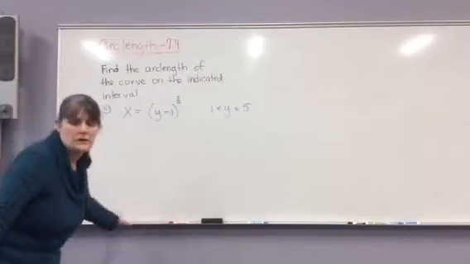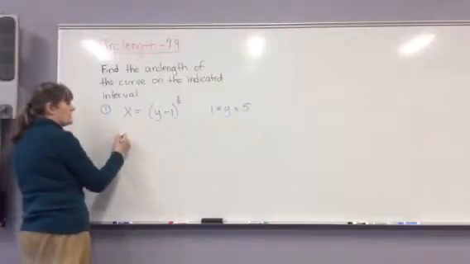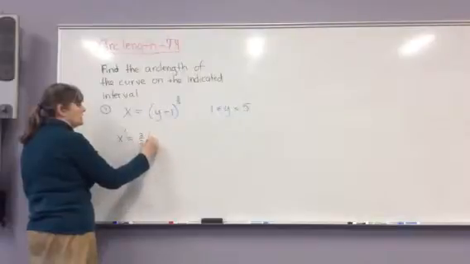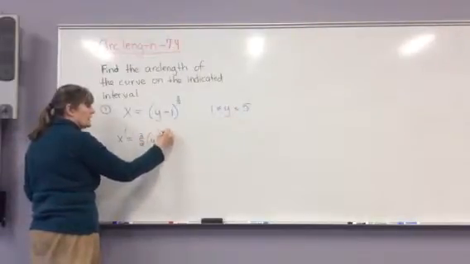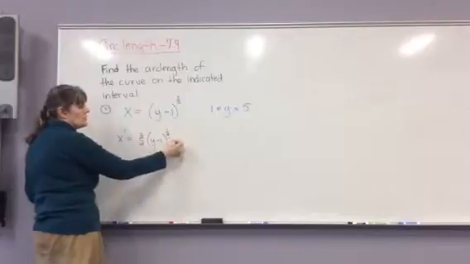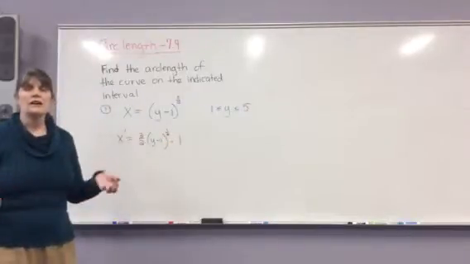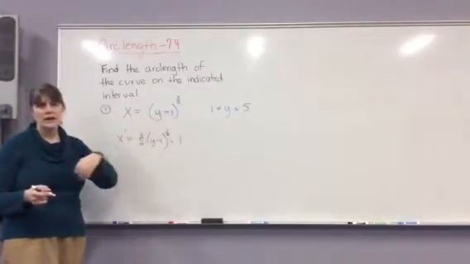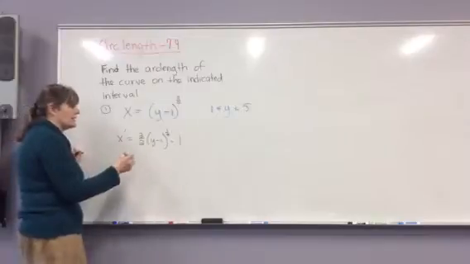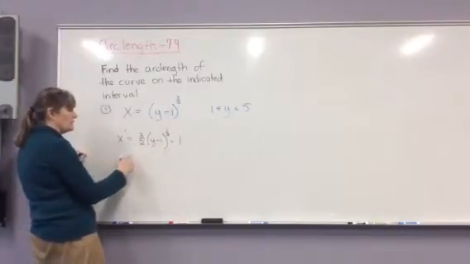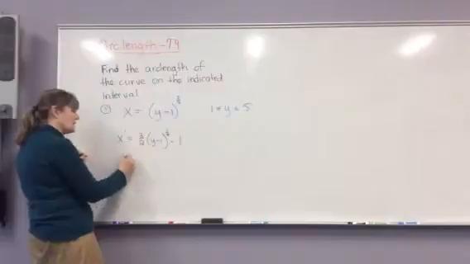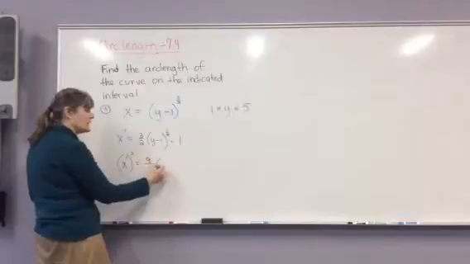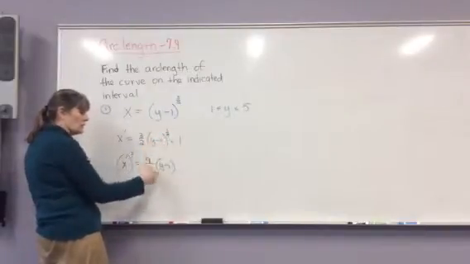Still the same first step. We need to take the derivative. The derivative is 3 halves times y minus 1 to the 1 less power times the derivative of what's inside, which is 1. So doing arc length is another good review of all of your derivatives, whether it's chain rule or product rule or quotient rule, ln, e to the x. Okay. So now I'm going to square my derivative. So I get 9 over 4 times y minus 1.